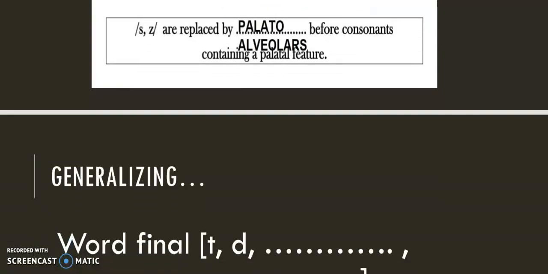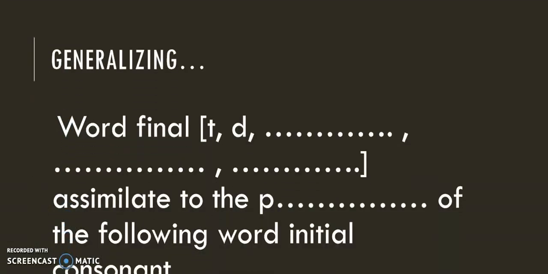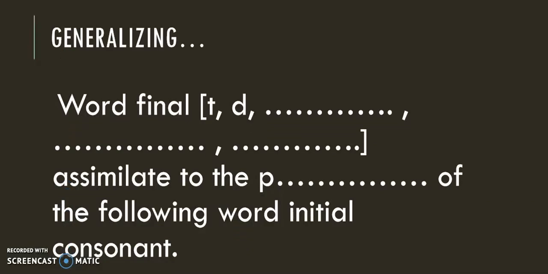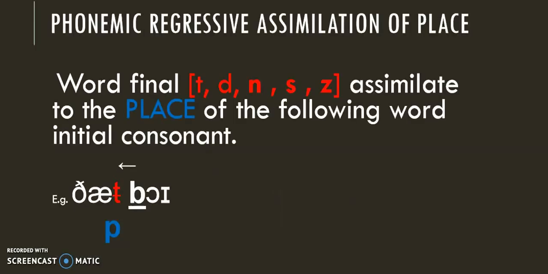We even have one way of generalizing all we have said so far, including all the sounds that are affected. Let's see if you can complete this information. So what we have seen is that t, d, n, s, and z are affected by neighboring sounds, specifically bilabial sounds and velar plosives.